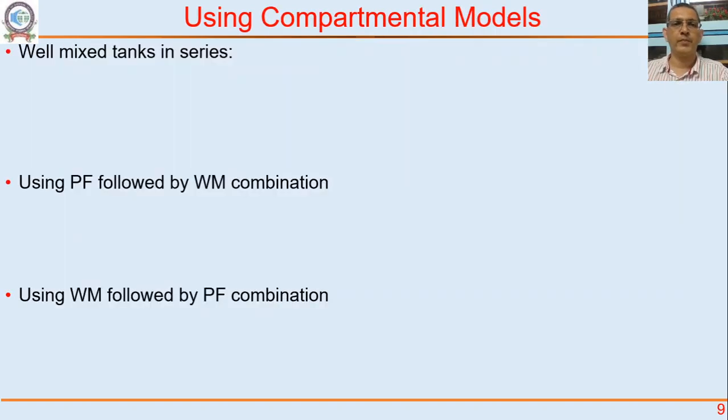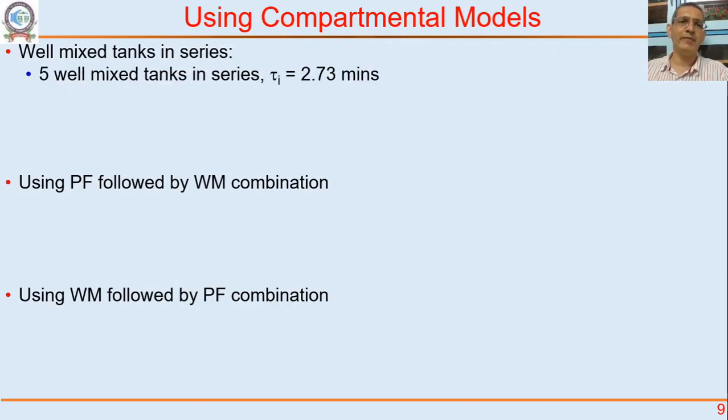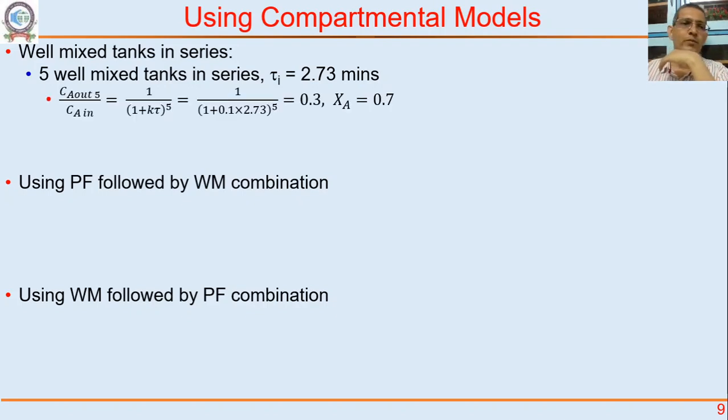Let's go forward. Just to summarize, if we use well mixed tanks in series, when we had 5 well mixed tanks in series, each one was tau i equal to 2.73. What would be the conversion? Solve it for yourself. Pause. Conversion would be CA out at the end of the 5th reactor divided by CA in the first reactor, which would be 1 by 1 plus k tau raised to 5. For well mixed tanks in series, you have done this long ago in your undergraduate course. So it will be 1 divided by (1 plus 0.1 times 2.73) raised to 5. So it's almost 0.3. XA would be 0.7, 70%.